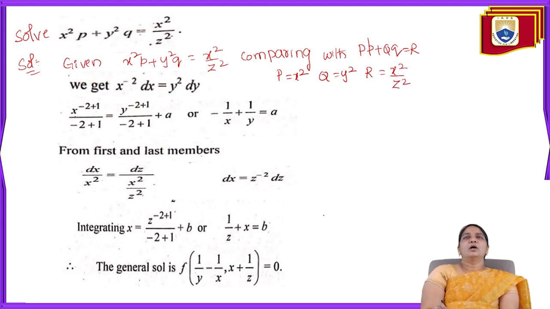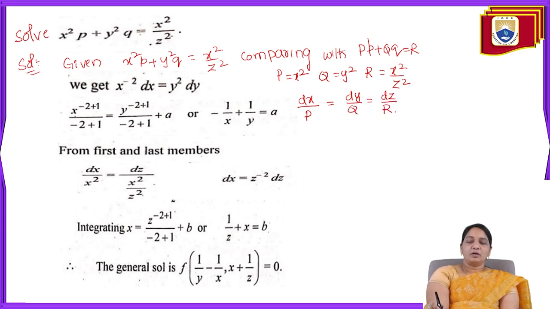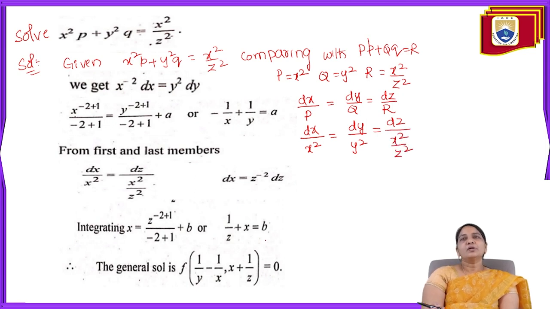Now I am going to write the auxiliary equation, that is dx by p equal to dy by q equal to dz by r. So dx by, what is the p value? x square, equal to dy by, what is the q value? y square, equal to dz by r, which is x square by z square. So this is our auxiliary equation. Now from this auxiliary equation, I am going to get the solutions.